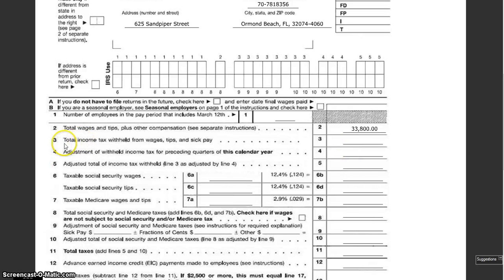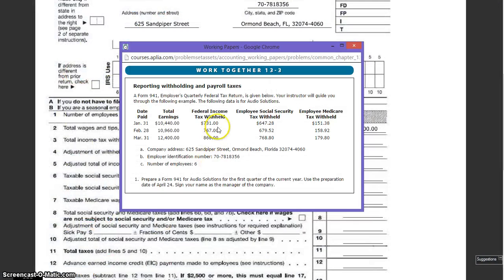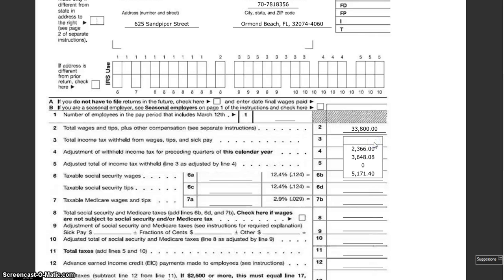Then the second line we're going to be worried about is line 3, total income tax withheld. We're going back to our instructions each time to look at our numbers, and we're looking at the federal income tax withheld. We have to add those 3 numbers together, and when we get our addition correct in our drop down here, we get $2,366. Adjustment of withheld income tax for preceding quarters of this calendar year, we don't have to worry about that, so that's just 0. Adjusted total income tax withheld, line 3 as adjusted by line 4, we're simply carrying down that same number, the 2366.